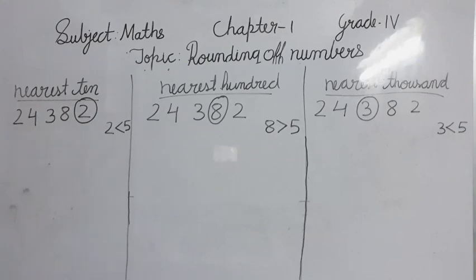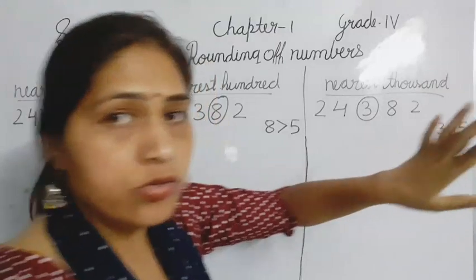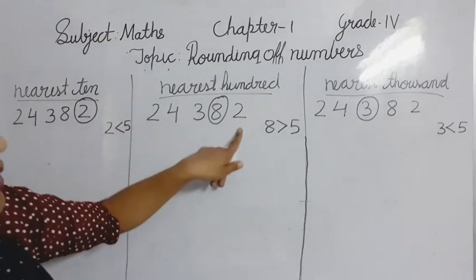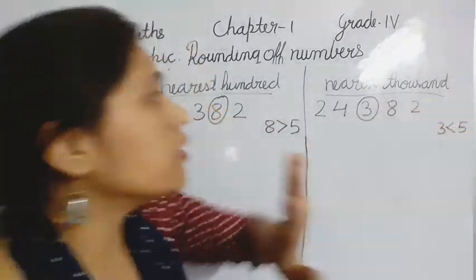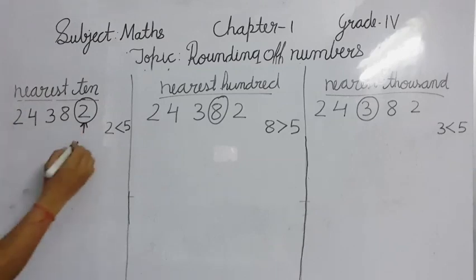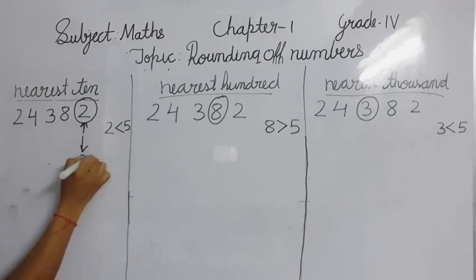Clear? So we have learned how to round off the number nearest to the 10, nearest to the 100, nearest to the 1000. So a quick revision. We have one number, 24,382. We'll round off this number nearest to the 10, nearest to the 100, and the same number nearest to the 1000. So look here, if we have to round off nearest to the 10, we have to check the ones place. For nearest 10 we check the ones place, and the ones place will convert into 0.